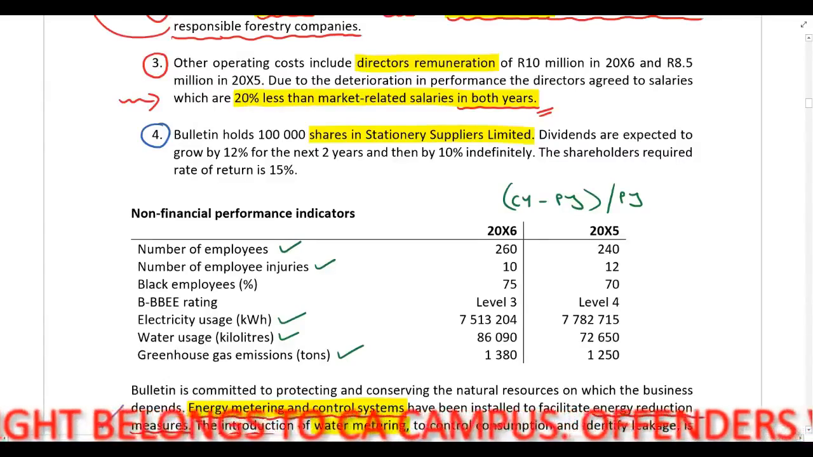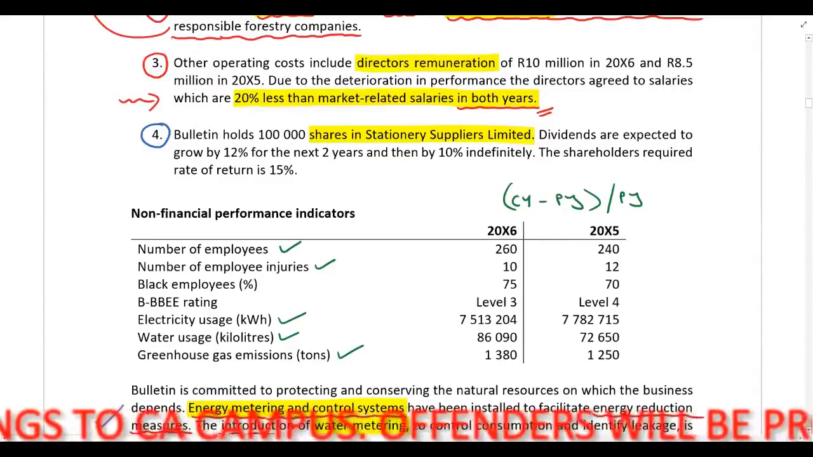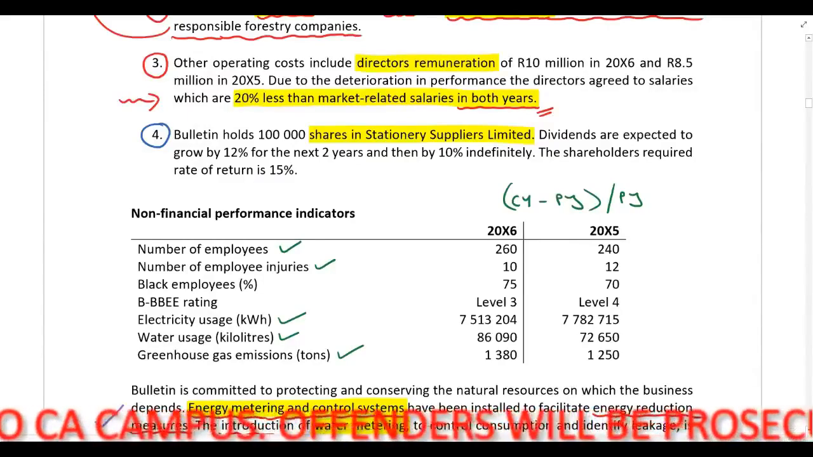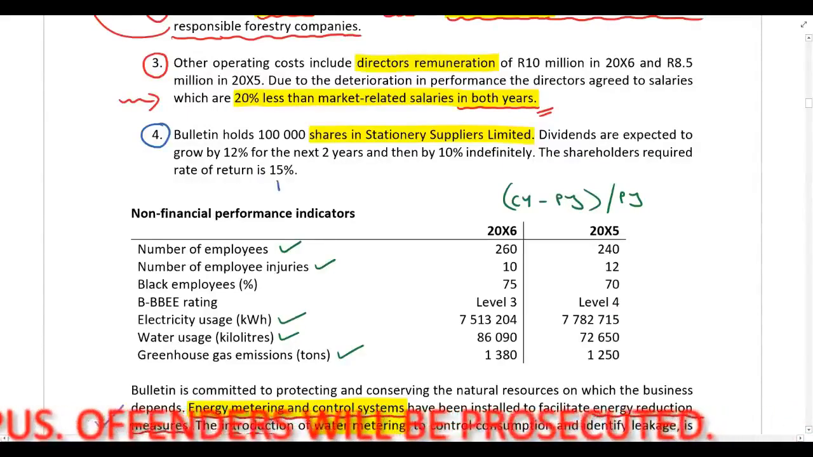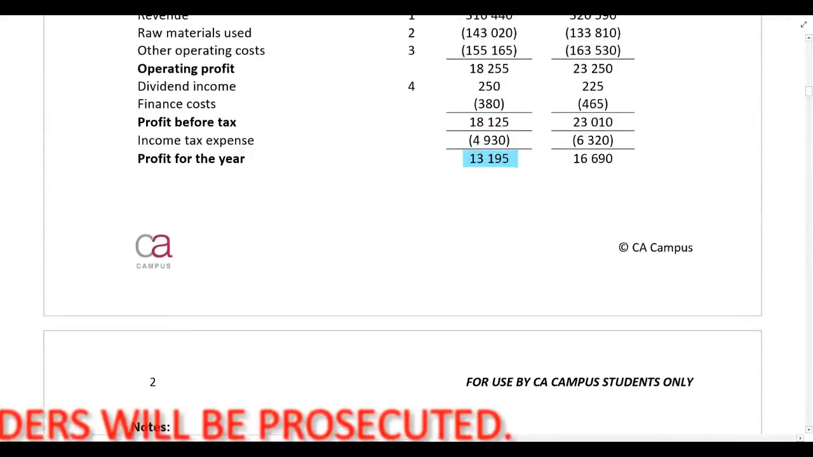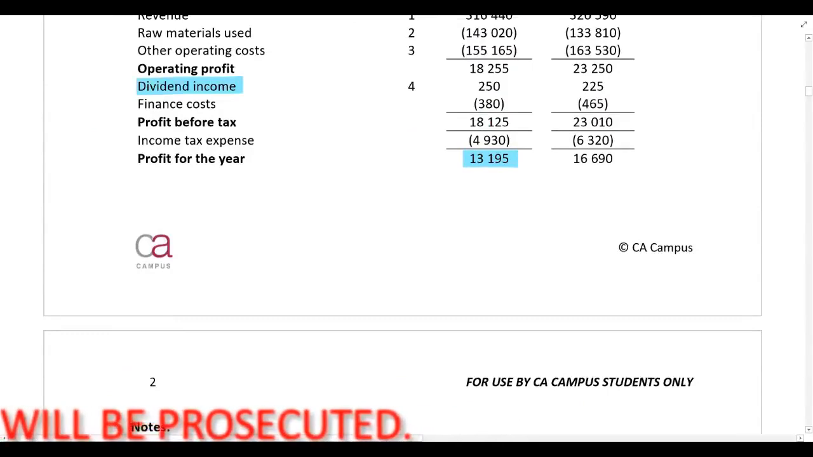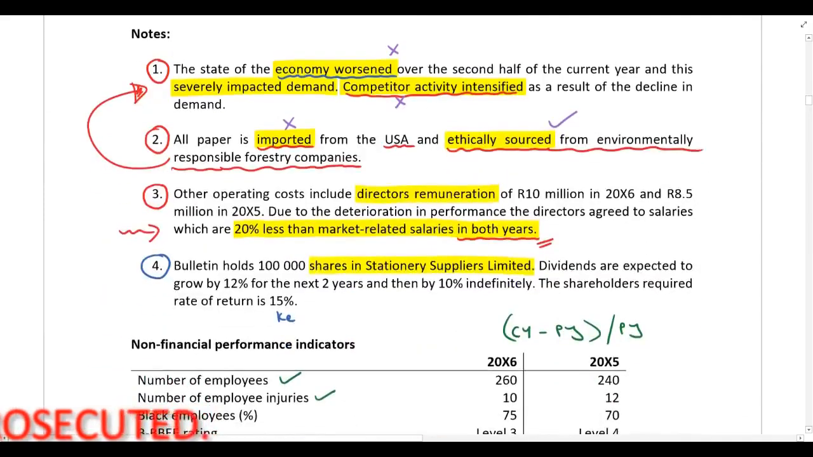Dividends are expected to grow by 12% for the next 2 years and then by 10% indefinitely. The shareholders' required rate of return is 15%. All right, so we have the shareholders' required rate of return, which is the cost of equity. We also have the dividend income on the statement of profit or loss and other comprehensive income. So we have enough information over here, and we also have the growth rate. We know that dividends are going to grow by 12% for the next 2 years and then by 10% indefinitely. So we've got the growth rate as well.